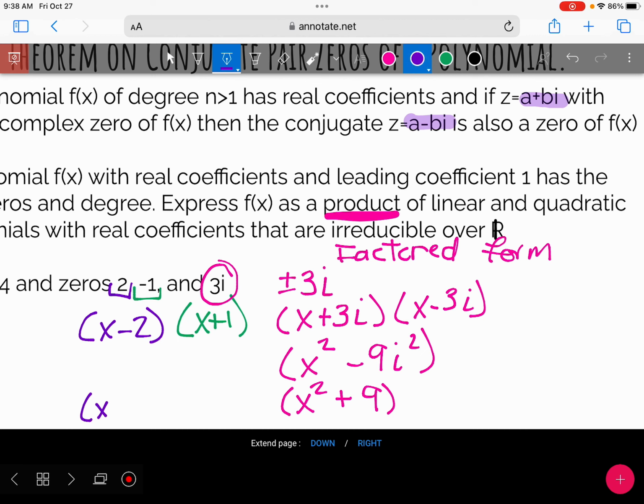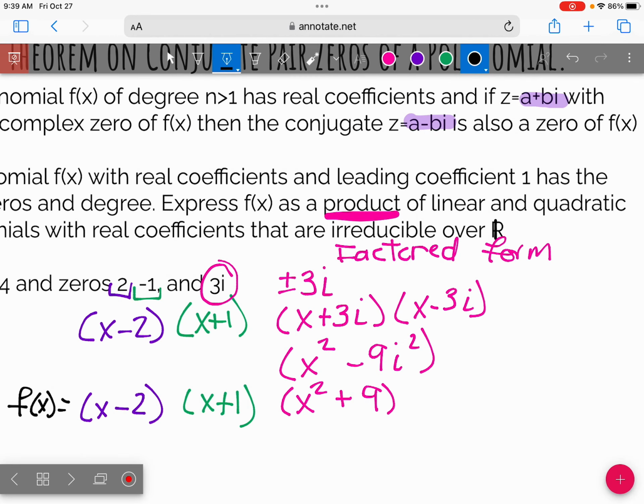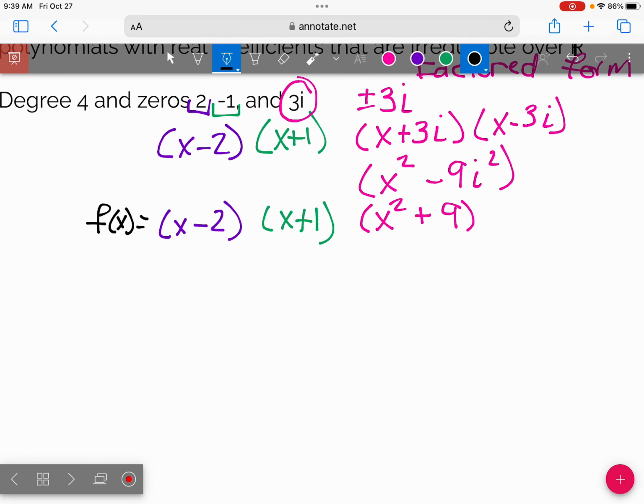I'm going to drop my other two factors. X minus 2, x plus 1. Give it our function rule. And we now have f of x is a product, things being multiplied, of linear and quadratic functions. That's what it means when they say express it as a product of linear and quadratic polynomials. Factored form. That's all it means.